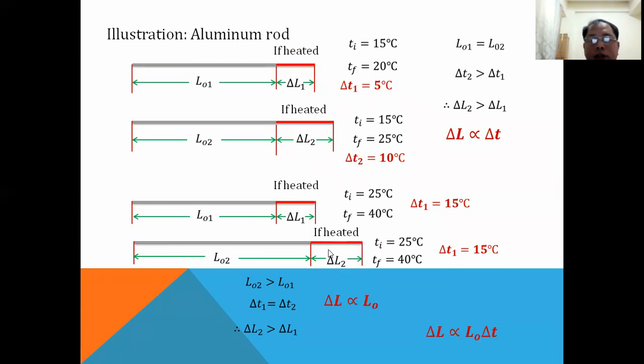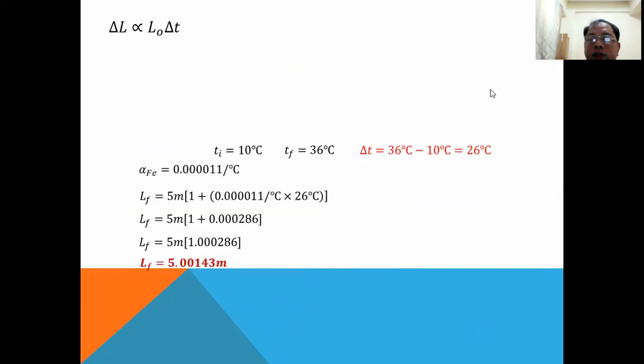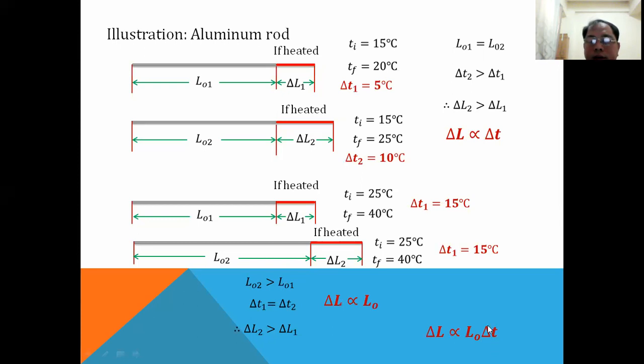So there are two factors that affect our change in length. One is the change in temperature, and the other is the original length of the material. So L0 and delta T will affect the change in the length of the material.